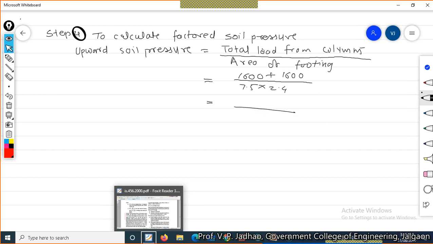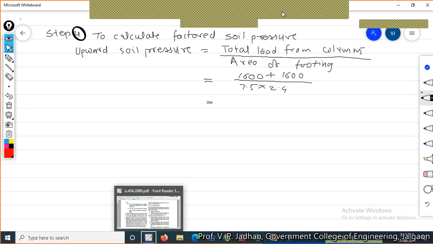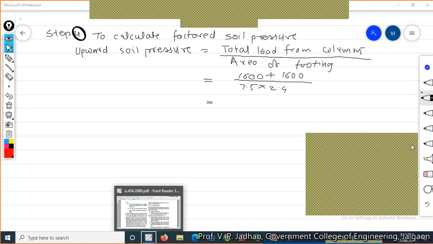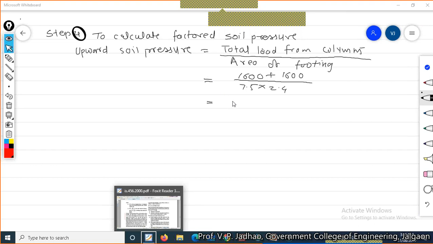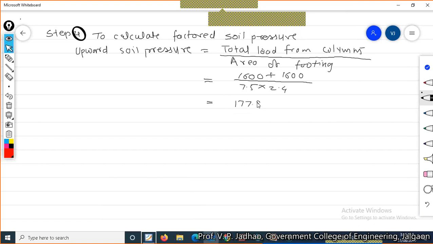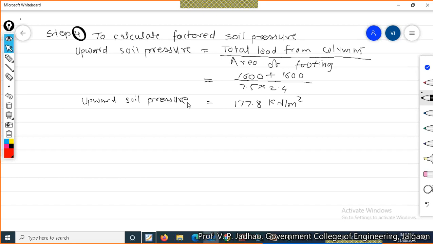So the total upward soil pressure will be equal to how much? Okay, you have to use the calculator simultaneously. So how much is it? 177.78, or we can directly write 177.8 kilonewton per meter square. This is upward soil pressure, unfactored, due to load of your footing.